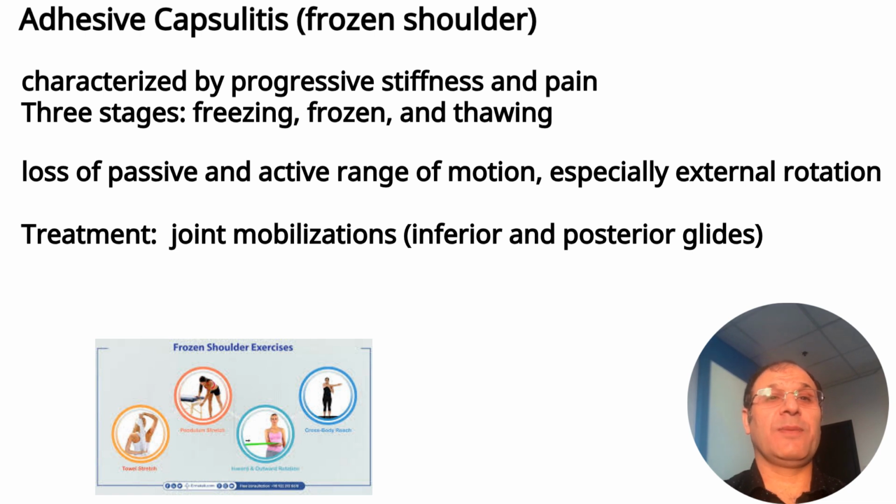Inferior glide with the arm at the side is particularly effective for inducing relaxation. Use ultrasound to enhance tissue extensibility during capsular stretching. Combine joint mobilization with functional movements, e.g., inferior glide with abduction, posterior stretch with internal rotation. Instruct home range of motion exercises.